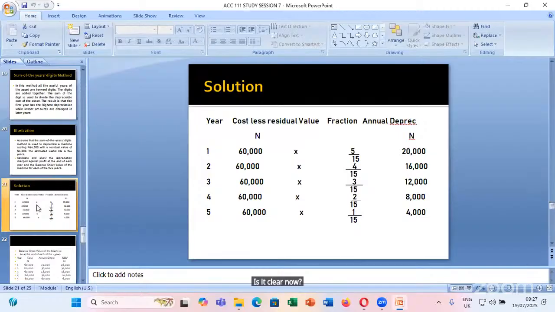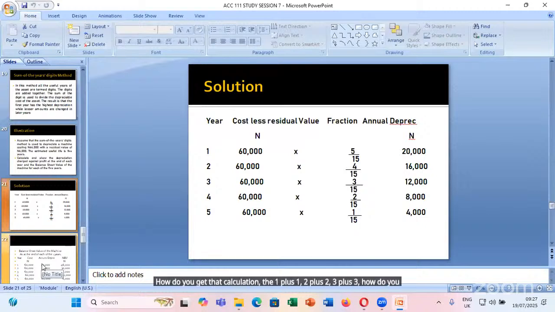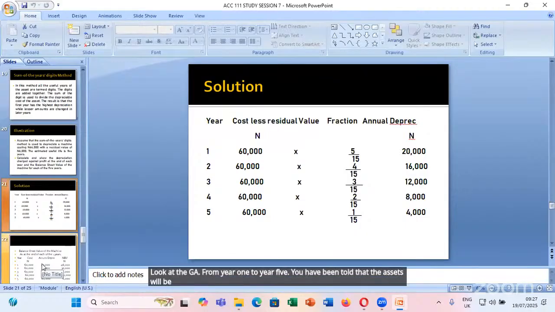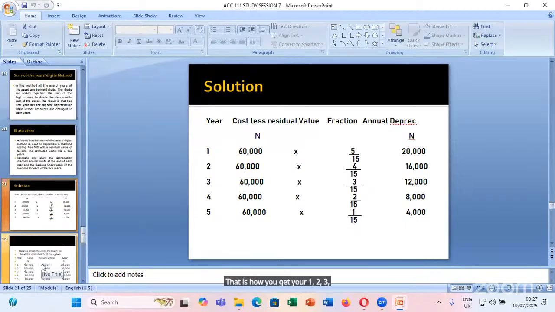How do you get that calculation, sir? The 1 plus 1, 2 plus 2, 3 plus 3. Look at the year. You have from year 1 to year 5. You have been told that the asset will have a useful life of 5 years. That is how you get your 1, 2, 3, 4, 5. Add from 1 to 5, you get 15. Okay, sir.